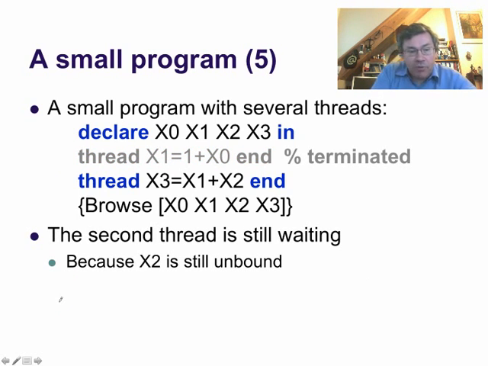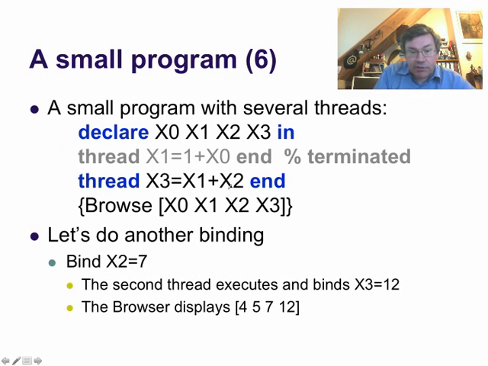Now this thread terminates, so let me just write it in gray. The second thread is still waiting. x1 is bound, but x2 is still unbound, so the second thread will still wait. Let's do another binding. Let's bind x2 to 7. This will cause the second thread to resume execution since the addition will have both of its arguments, and it will bind x3 to 12, which is 5 plus 7. The browser will now be updated and display 4, 5, 7, and 12. So you see how the data flow execution goes.